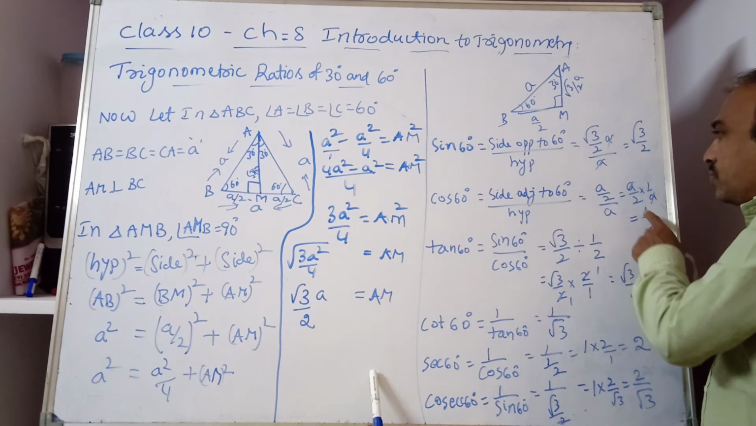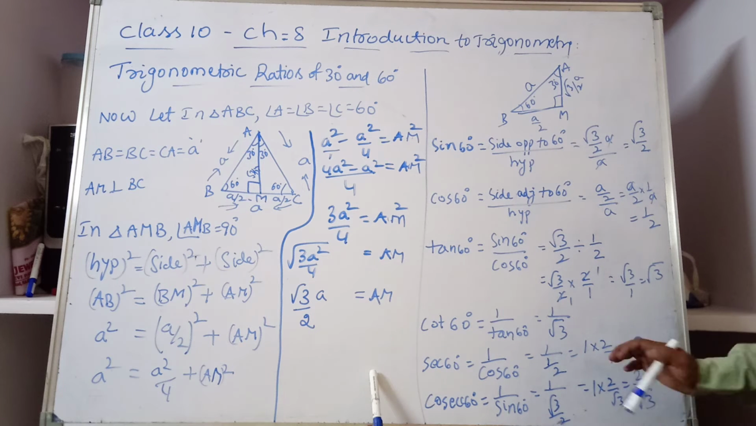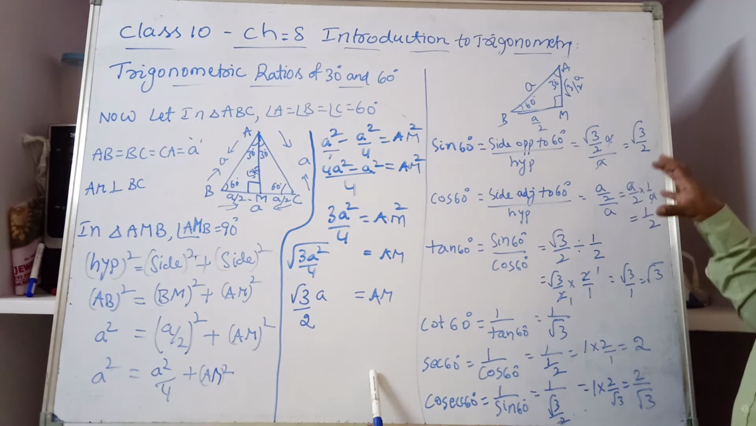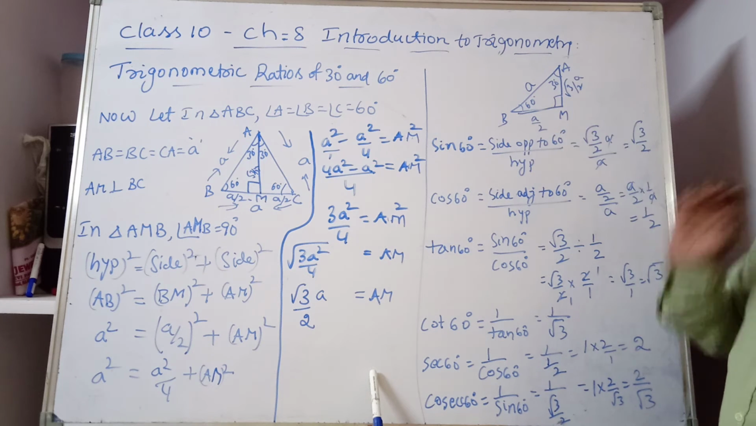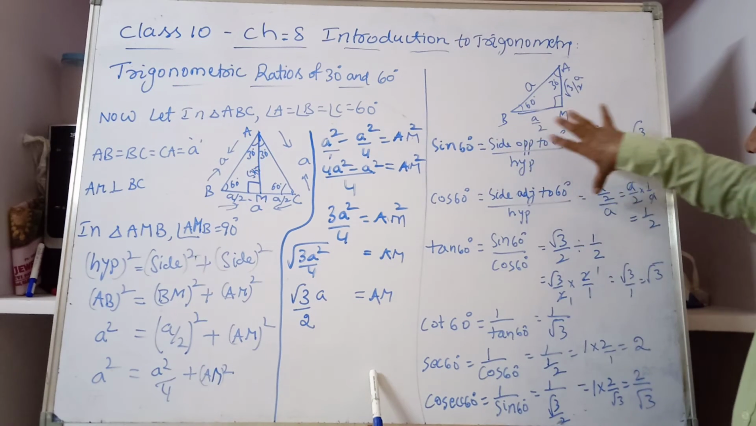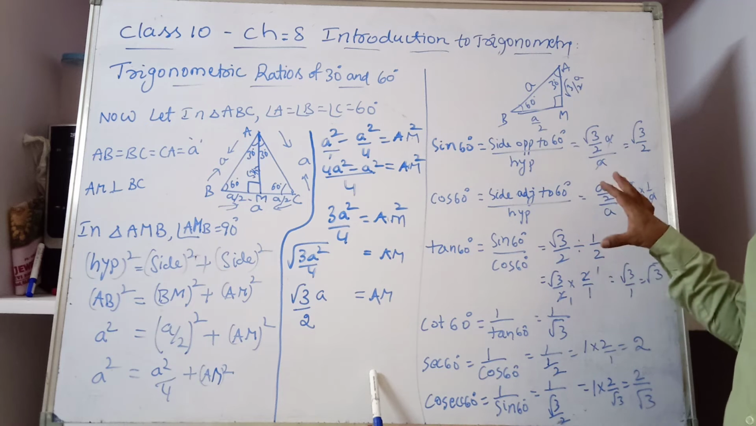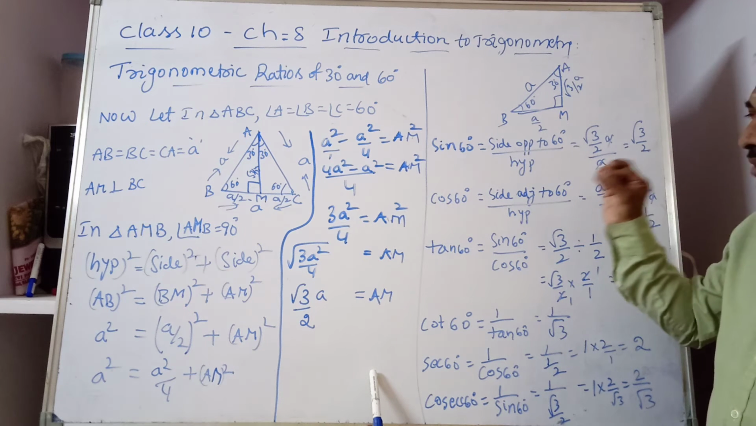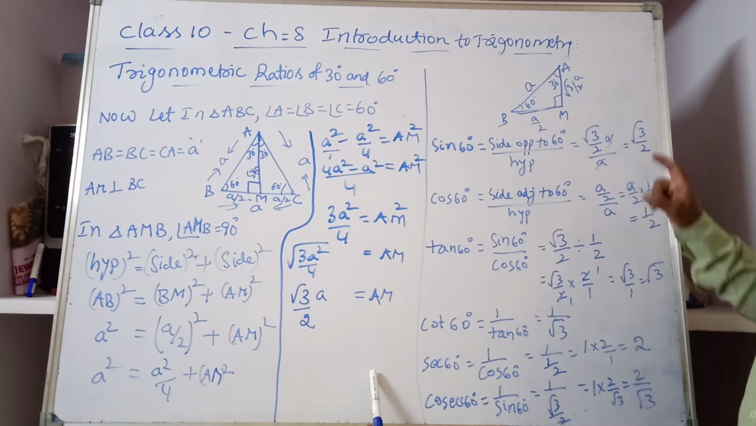Cos 60 is equal to 1 by 2. Sin 60 is equal to root 3 by 2. We discussed the trigonometric ratios of 60 degrees. These are the values of 60 degrees. Now we will be discussing 30 degrees.